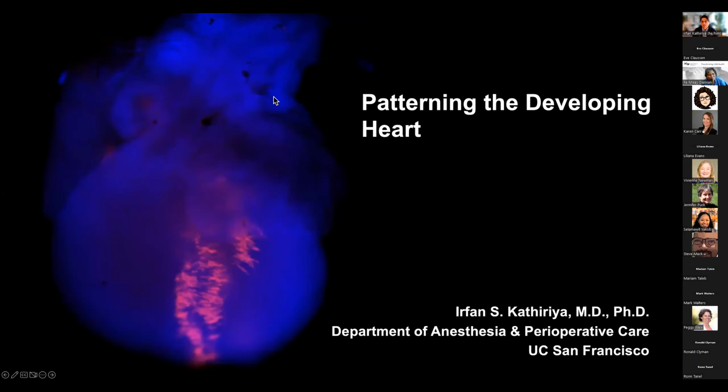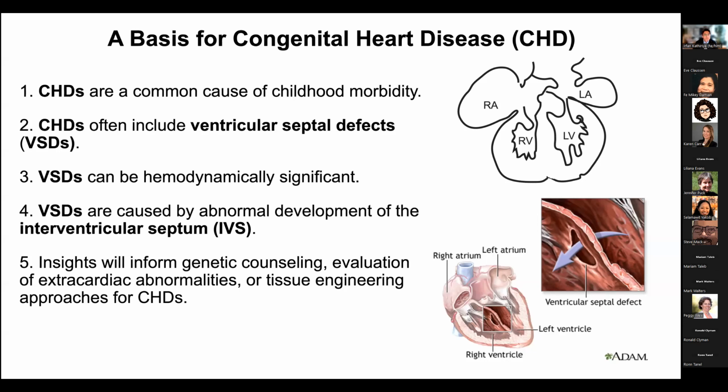Today, I wanted to talk about our efforts to try to understand patterning the developing heart. I'm going to talk about using genetic tools in the mouse embryo to learn about heart development and congenital heart defects. As this audience is very familiar, congenital heart defects are a leading cause of childhood morbidity and mortality, really the leading non-infectious cause of death in the first year of life.